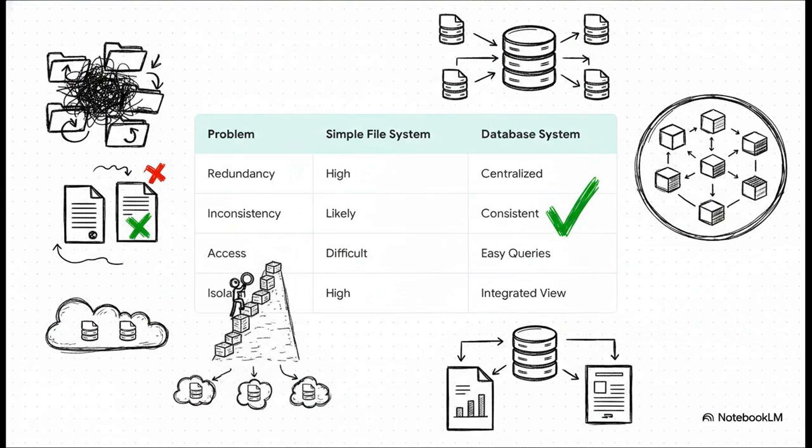And this lays out the core issues perfectly. When you just use simple files, you get what's called data redundancy. That's just storing the exact same information in a bunch of different places. And that, of course, leads to data inconsistency, which is when all those copies no longer match up. Trying to get a specific report becomes this huge manual chore, and all your data ends up isolated in different silos, making it pretty much impossible to see the whole picture.